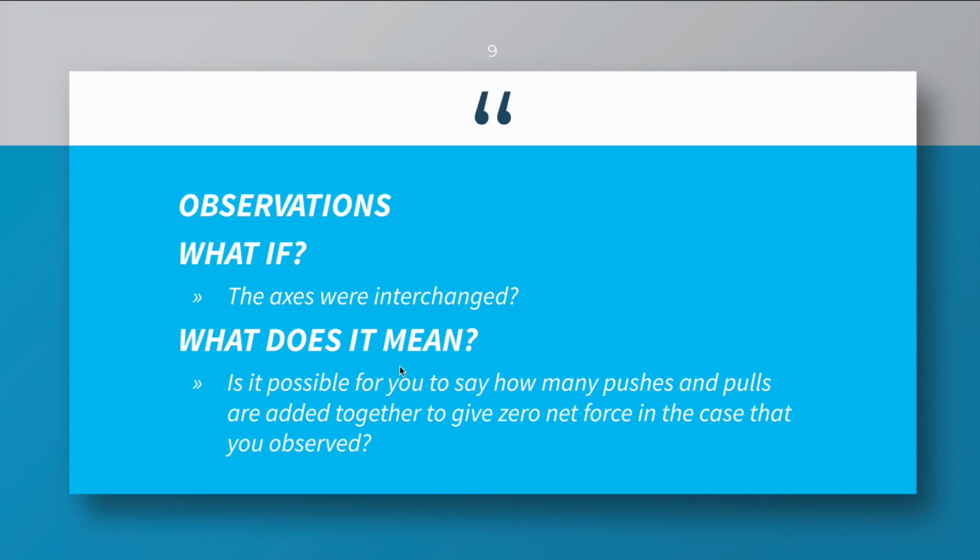The other question: what does it mean? Is it possible for you to say how many pushes and pulls are added together to give zero net force in the case that you observed? Well, I think it would be incredibly difficult to do this. Net force is 0 in the computational model, but in reality, this wouldn't be the case. Other than friction, there could be many different forces acting on the system that we're unaware of. And even if we knew exactly which forces were acting on the system, it would be difficult to tell which force was more dominant and what net force actually was.